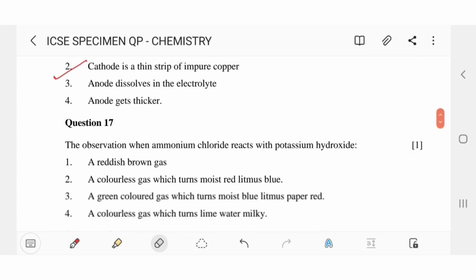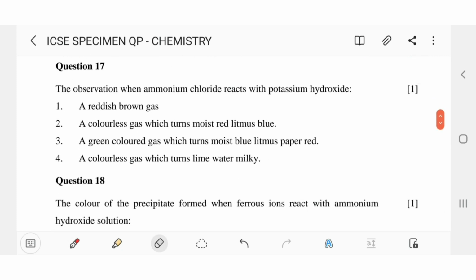Now 17th one, the observation when ammonium chloride reacts with potassium hydroxide. Okay, so when this reaction happens, ammonia gas is released, and now it has not given the ammonia gas option directly, but it has given it indirectly. The correct option, the property of ammonia gas is, it is a colorless gas and it turns moist red litmus paper blue. So option 2 is correct.